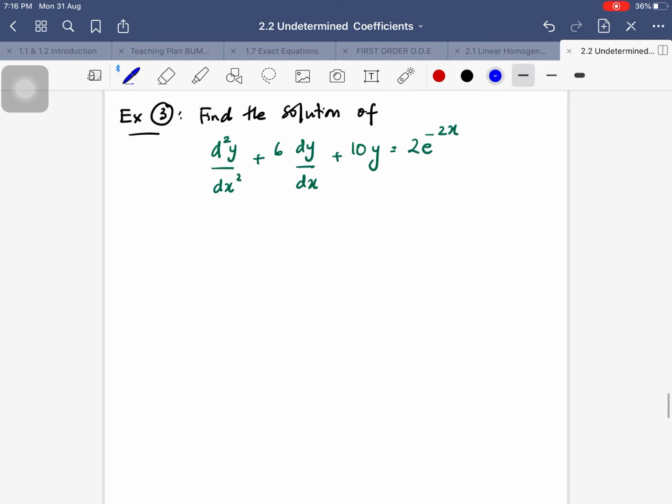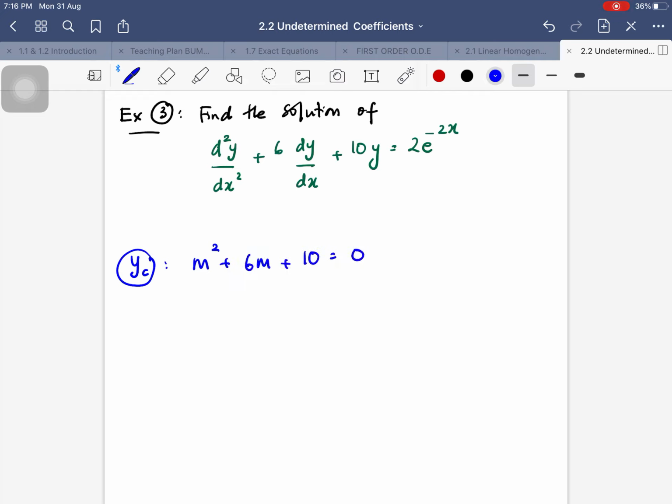Okay, so now let's start with this particular example. I'm going to start with the yc. Here my characteristic equation is going to be m squared plus 6m plus 10, and that is going to equal 0. Let me use my calculator as well, because I figured out this is definitely going to be the case of complex roots. So what is going to be the outcome for that? If you use your calculator, you'll be able to figure out that your roots m are going to equal -3 plus minus i.